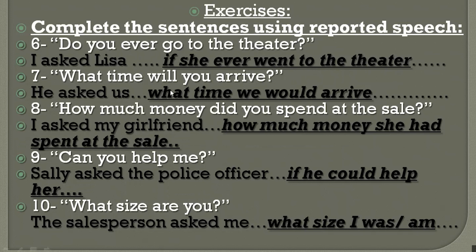"What time will you arrive?" He asked us what time we would arrive. Will becomes would. And of course, the location of the subject and the verb is very important. "How much money did you spend at the sale?" I asked my girlfriend how much money she had spent at the sale. "Can you help me?" Sally asked the police officer if he could help her. We change can into could, and the location of the subject and the verb is very important.